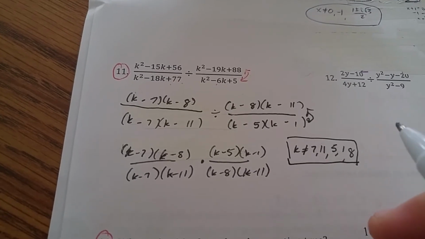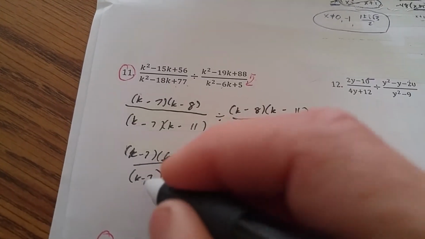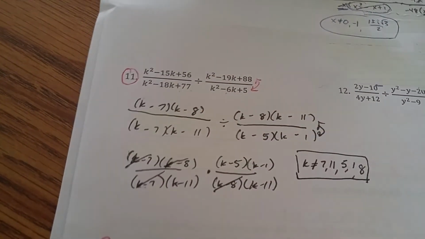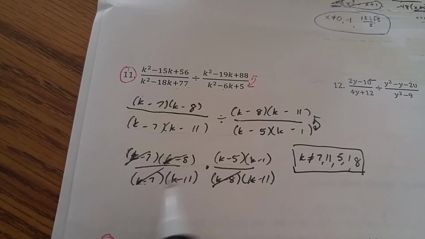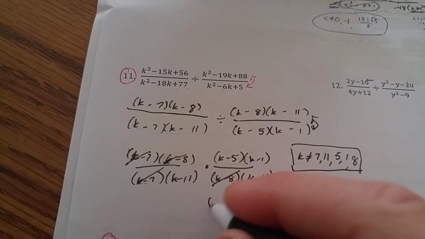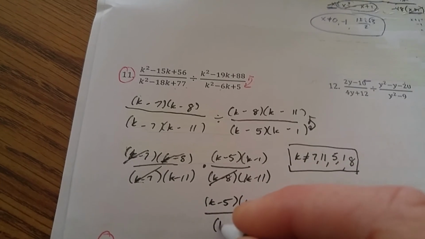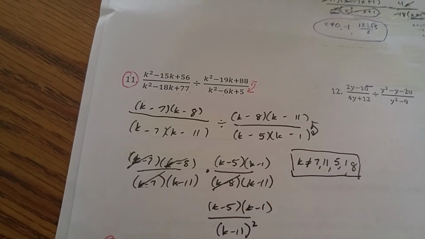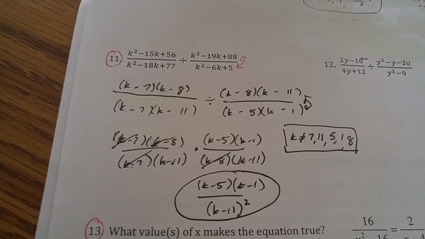And now I'm just going to cancel and simplify. So it looks like I have k minus 8, k minus 8, k minus 7, k minus 7. These do not cancel. They are both on the bottom. They do not cancel. They combine, and you'll have two of them. So we're going to have k minus 5 times k minus 1 over k minus 11 squared, because I have two of them. So that's your answer along with those domain restrictions.